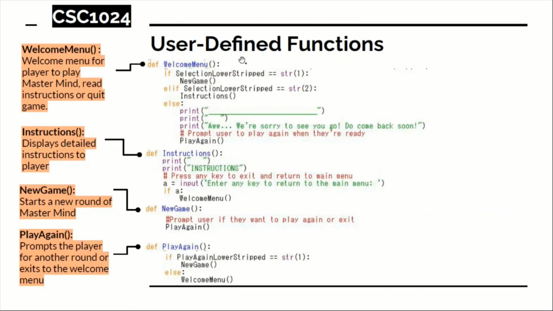My game's menu system makes use of the following 4 user-defined functions. The first is the welcome menu function, which redirects the player to the other functions. The second is the instructions function, which stores the game's instructions. The third is the new game function, which starts a new round of Mastermind. And then there's the play again function, which prompts the player to play again, or return to the main menu at the conclusion of each round, or if they have quit the game.